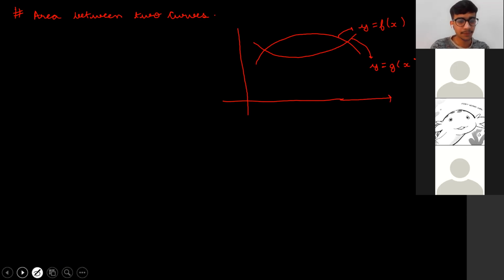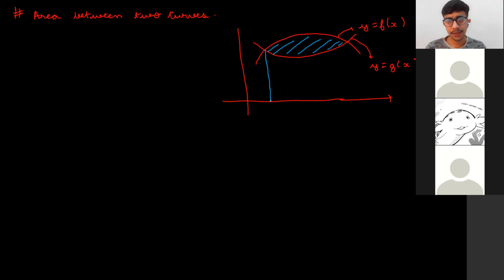That means what you have to calculate is this particular area. So let's say ये वाला coordinate is A and this coordinate is B. Now tell me, how do you calculate this blue region का area? Integration of upper minus integration of lower. Exactly, integration of upper minus integration of lower.